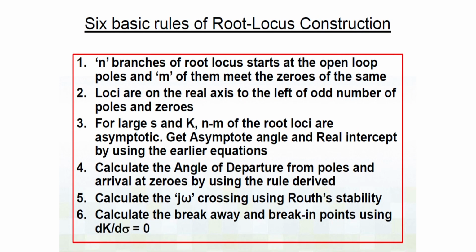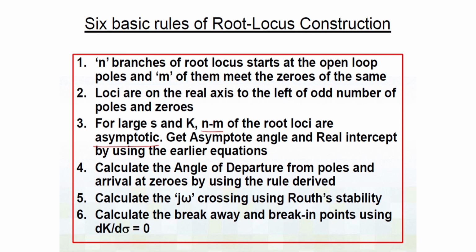So, there are these 6 basic rules of root locus construction. First of all, n branches of root locus start at the open loop poles and m of them meet the zeros of the same. Secondly, loci are on the real axis to the left of an odd number of poles and zeros. I have shown it to you through the example. Next, for large S and K, n minus m of the root loci will be asymptotic. So, get the asymptotic angle and real intercept by using the earlier equations that I have given.